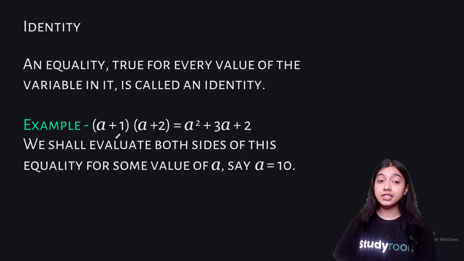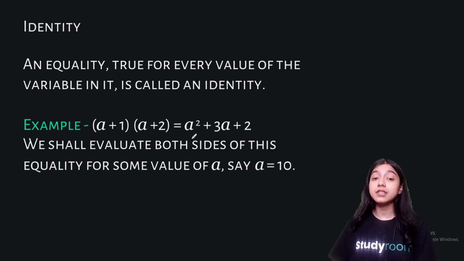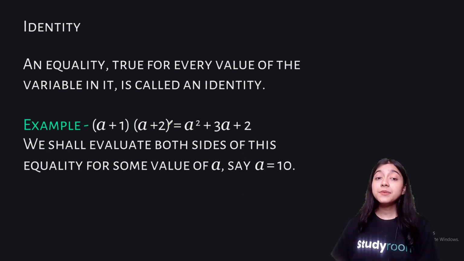Here we have an expression that is a plus 1, which is multiplied with a plus 2. And then we have another expression that is a square plus 3a plus 2. Now, there has been an equal to sign between these two expressions.